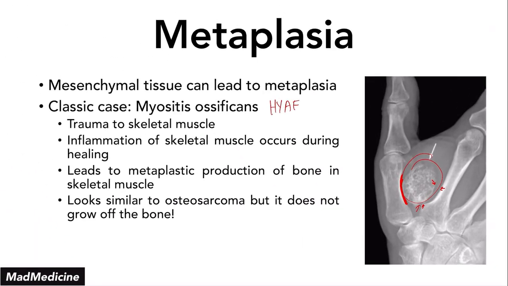Okay, when you're talking about osteosarcoma, you'll probably see a bone in the x-ray, and coming off of it will be a bony structure that's connected to the bone that will tell you that this is osteosarcoma. So when you have a bone being produced not connected to the actual skeletal bones, you should think about metaplasia, especially myositis ossificans, in the setting of recent trauma or injury to the muscle, okay?